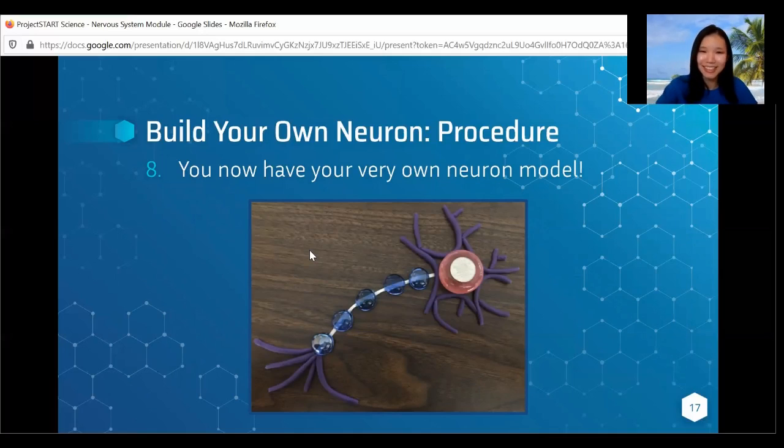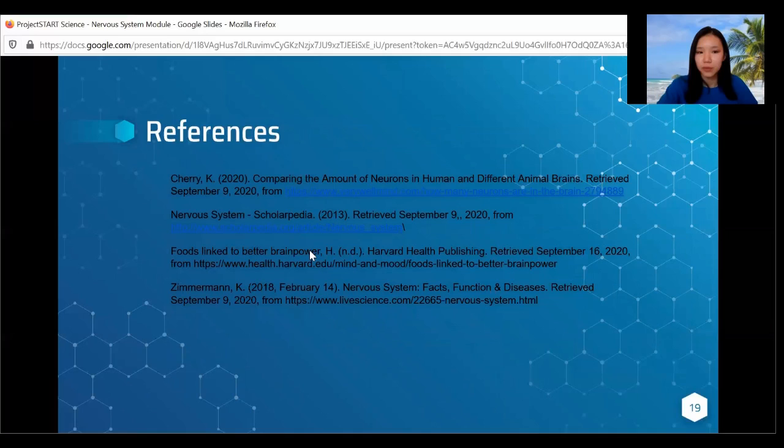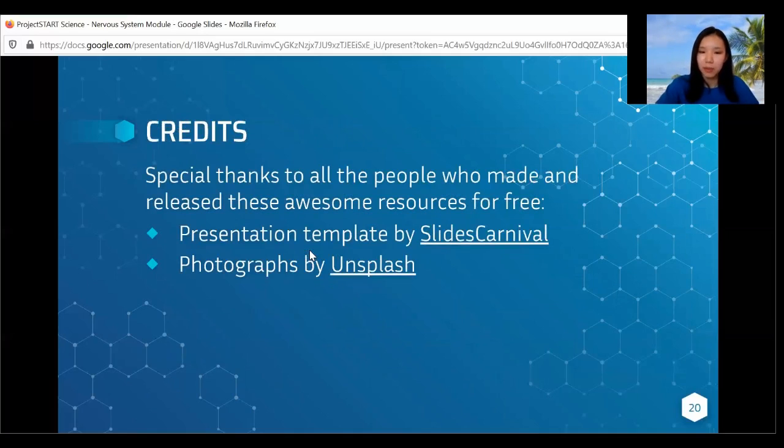I like it. These are my references for pictures, references for academic information, and PowerPoint credits.